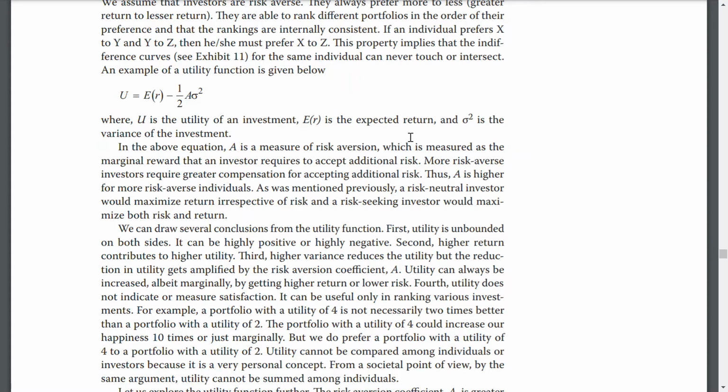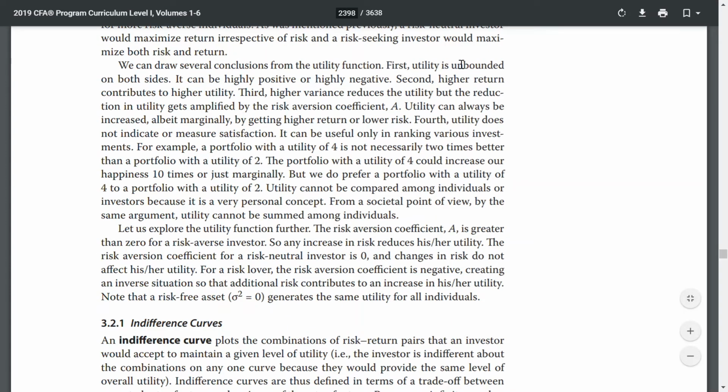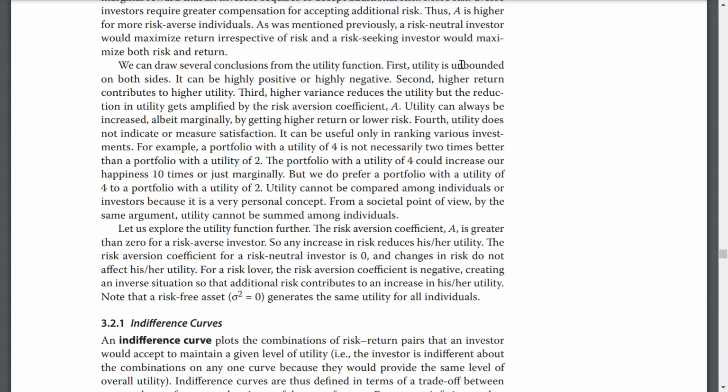As we mentioned previously, a risk-neutral investor would maximize return irrespective of risk, and risk-seeking investors would maximize both risk and return. We can draw several conclusions from the utility function. First, utility is unbounded on both sides. It can be highly positive or highly negative. Second, higher returns contribute to higher utility. Third, higher variance reduces the utility, but the reduction in utility gets amplified by the risk aversion coefficient, A.